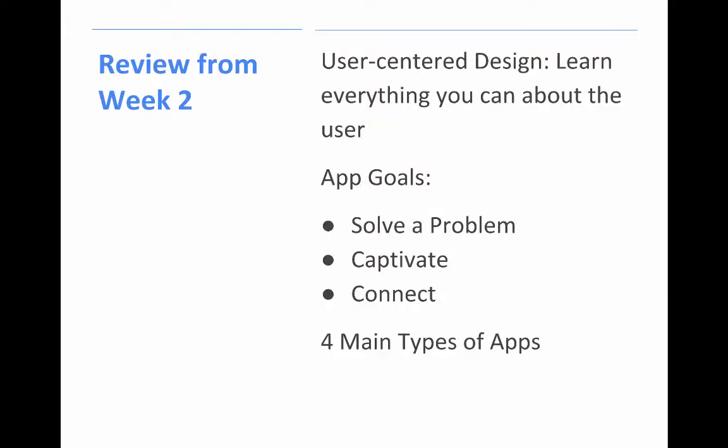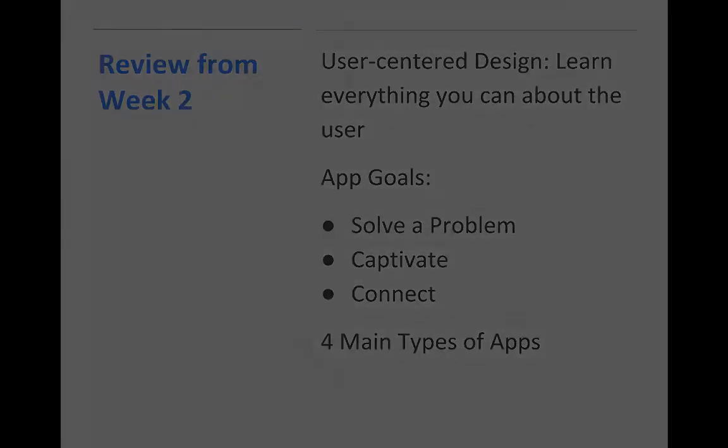Before we begin, let's do a real quick review of what we learned last week. In this class, we'll be using user-centered design principles as part of our mobile design process. Remember that this requires designers to know everything they possibly can about their users. App goals should focus on accomplishing the following: solve a problem, captivate your users, and connect your users to a community. And lastly, there are four main types of apps: data, game, device, and utility.